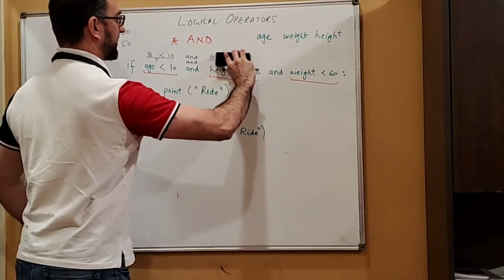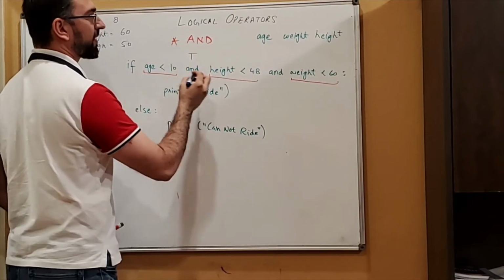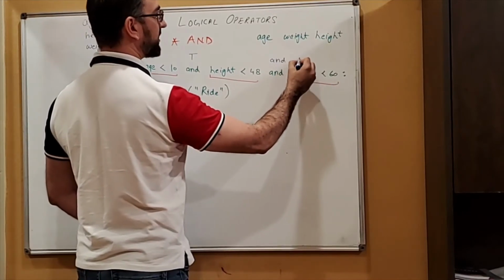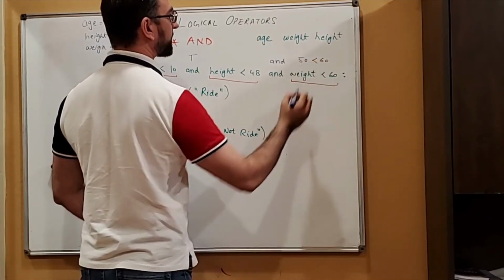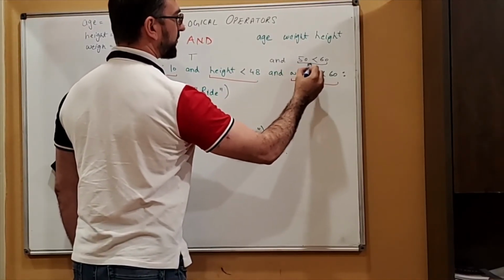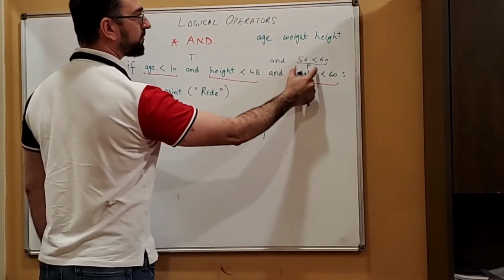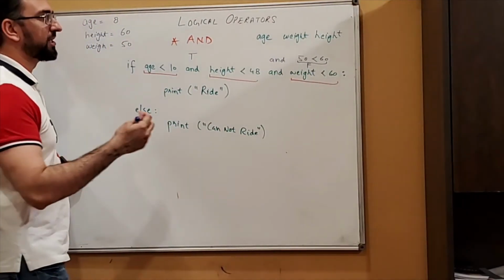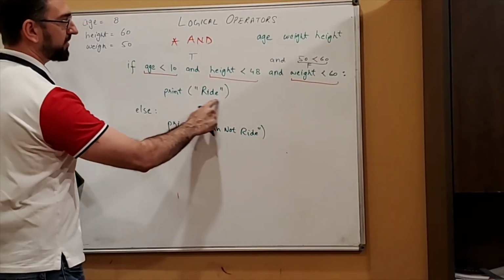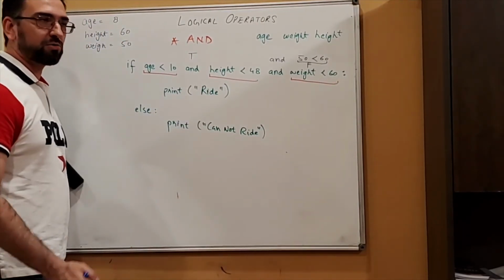Let's go ahead and replace it here with the result of these evaluations. So this will be true as a whole. Then it will go ahead and evaluate weight. So in this case, weight is 50, which is less than 60. Now this will evaluate to false. So this will evaluate to false, but on this side we have true. And based on the truth table, true and false will evaluate to false. So the result of this whole Boolean expression will be false. That's why it's not going to print can ride. Instead, it will go to this statement and print cannot ride.